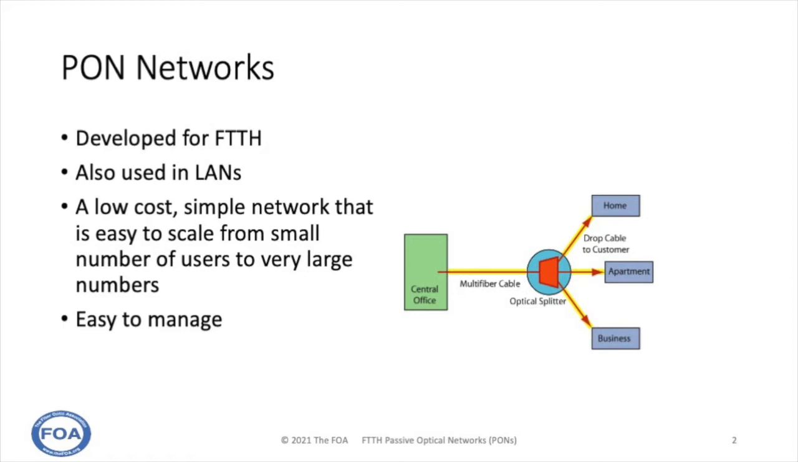Passive optical networks were developed for fiber to the home, but they're also used in local area networks. It's a really low-cost, simple network that is easy to scale from small numbers of users to very large numbers, like everybody in a city.